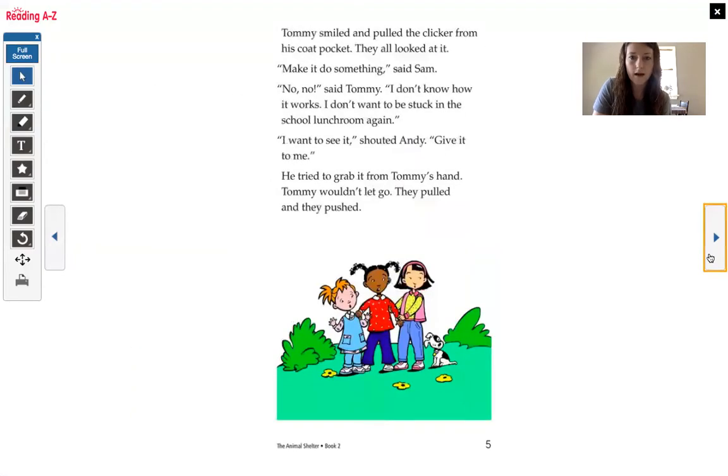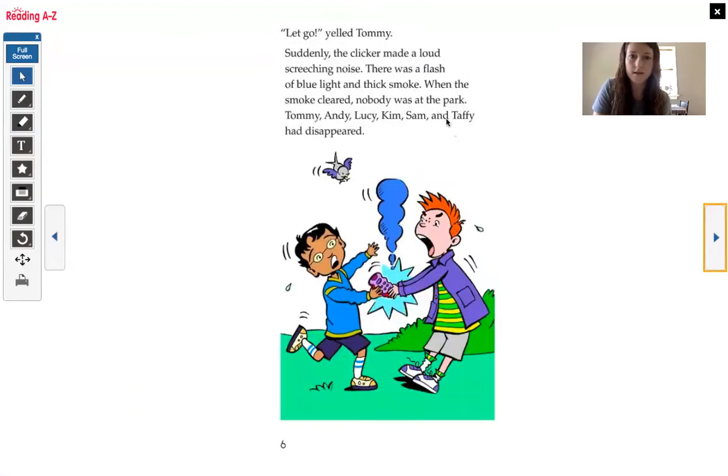So I'm going to go back to the page that I left off at. So it said, "Let go," yelled Tommy. Suddenly, the clicker made a loud, screeching noise. There was a flash of blue light and thick smoke. When the smoke cleared, nobody was at the park. Tommy, Andy, Lucy, Kim, Sam, and Taffy had disappeared.